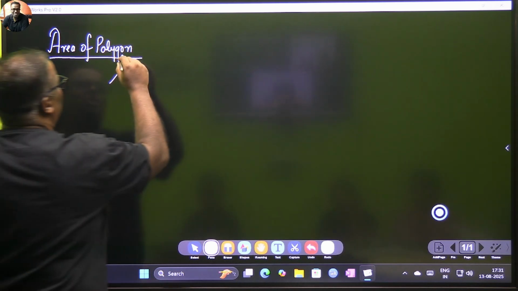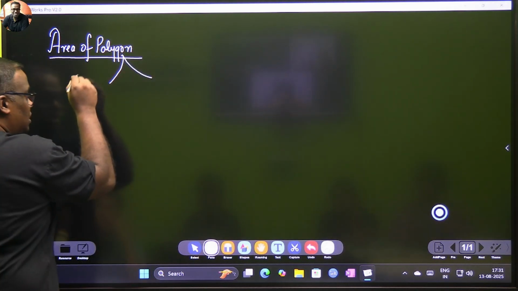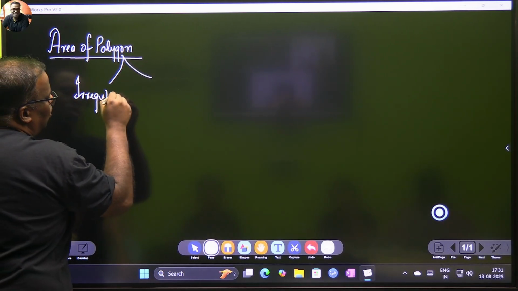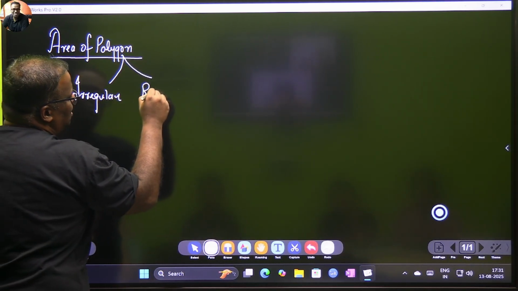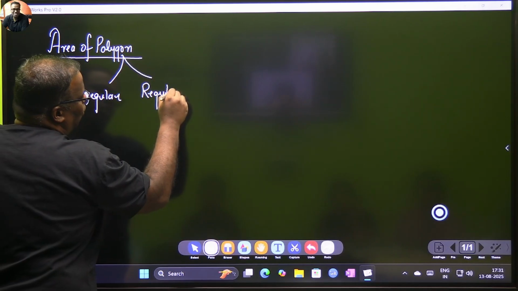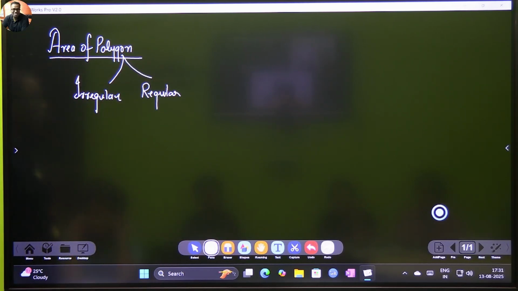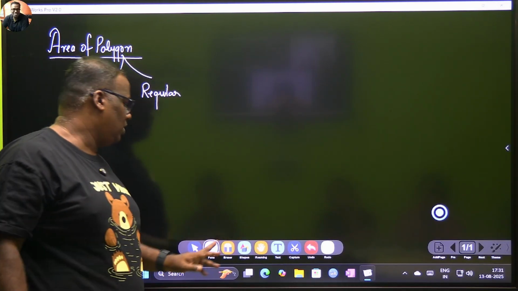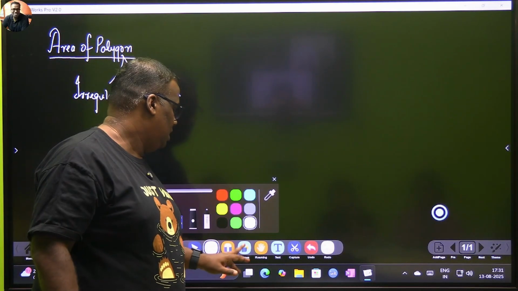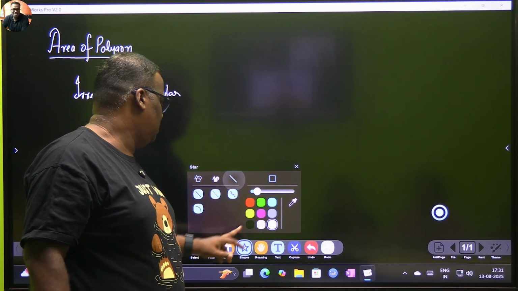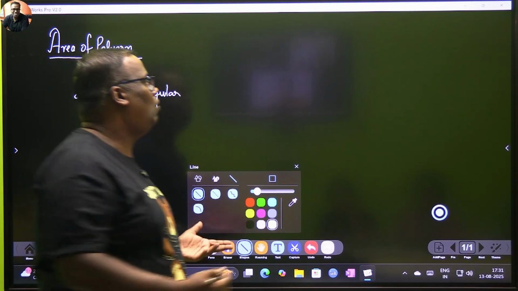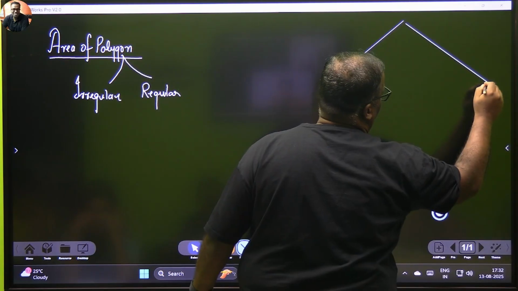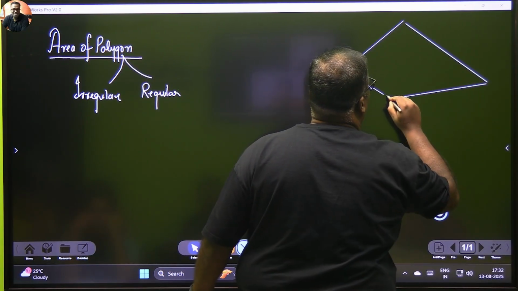So you need not break your head, whether the polygon is irregular or regular. Regular means it will be a closed figure, all sides equal, all internal angles equal. Irregular means obviously you know that it will be irregular. So let us take one irregular polygon first and let's try to see how to solve such problems. So let's say I have a polygon which is something like this, an irregular polygon.